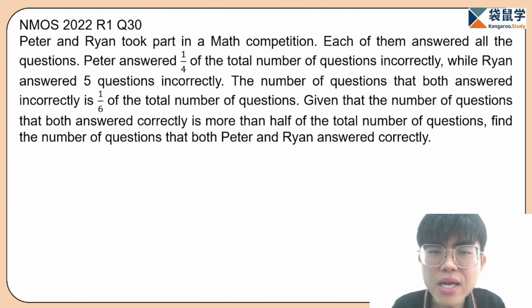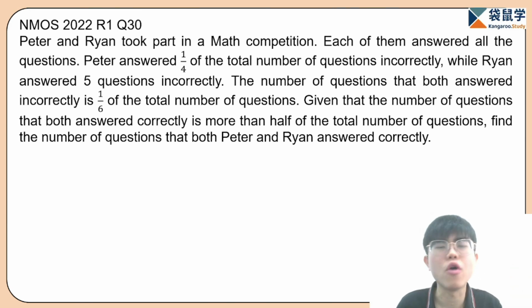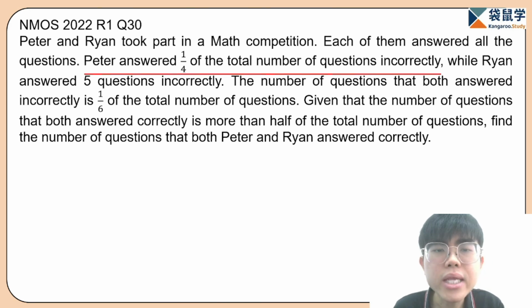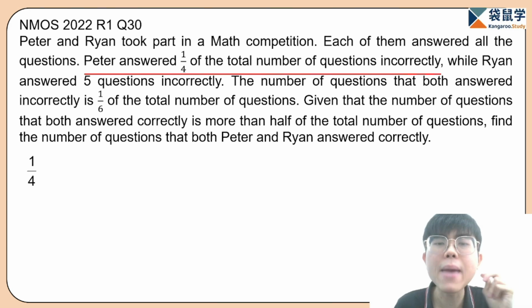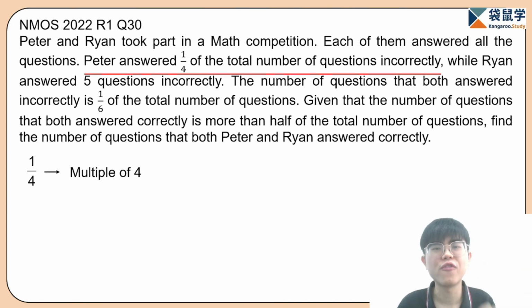No worries guys, let's take a look at the question again to see if we can get any information from it. From the question, there are 2 fractions. For the first one, it says that Peter answered 1/4 of the total number of questions incorrectly. So we know that 1 part out of 4 parts of the total questions is answered incorrectly by Peter. So what information can we get from this fraction? The total number of questions is a multiple of 4.